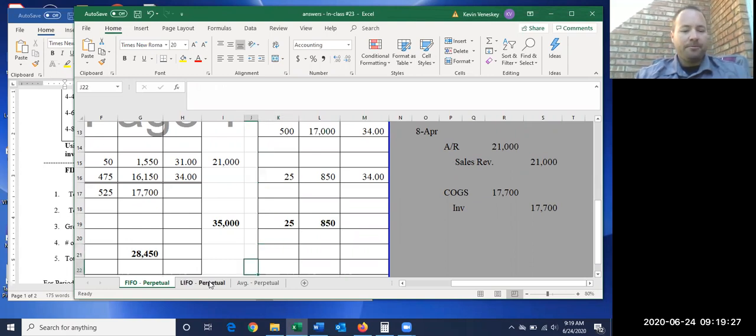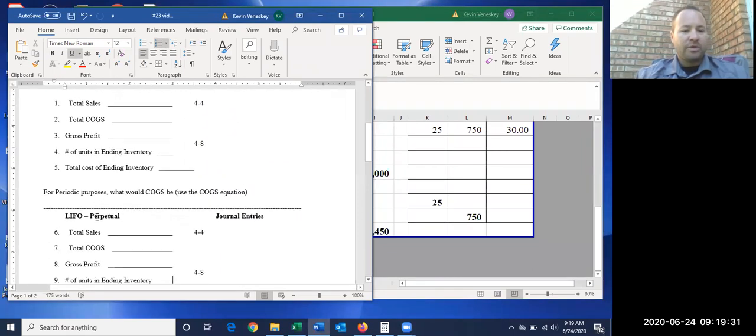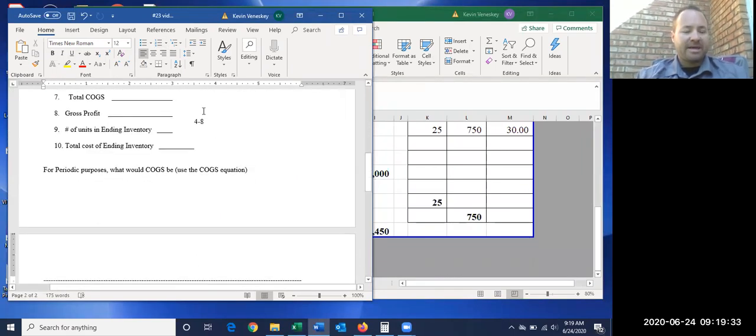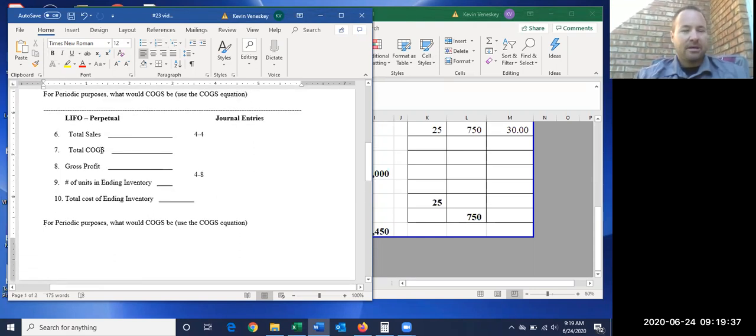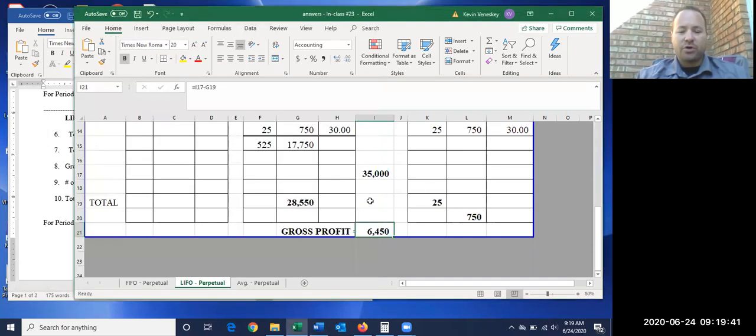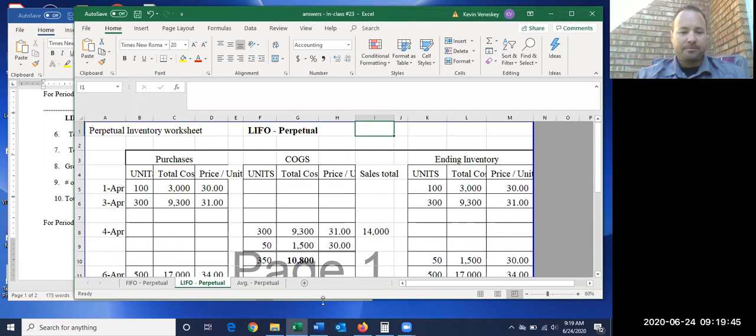Now for Lifo, what we're going to do is the same thing. We're going to skip past that periodic purposes. We're going to do an example like that in the Connect. But for Lifo, I'm not going to go through the entire thing, but I do want to show you the difference between Fifo and Lifo and do a quick comparison.